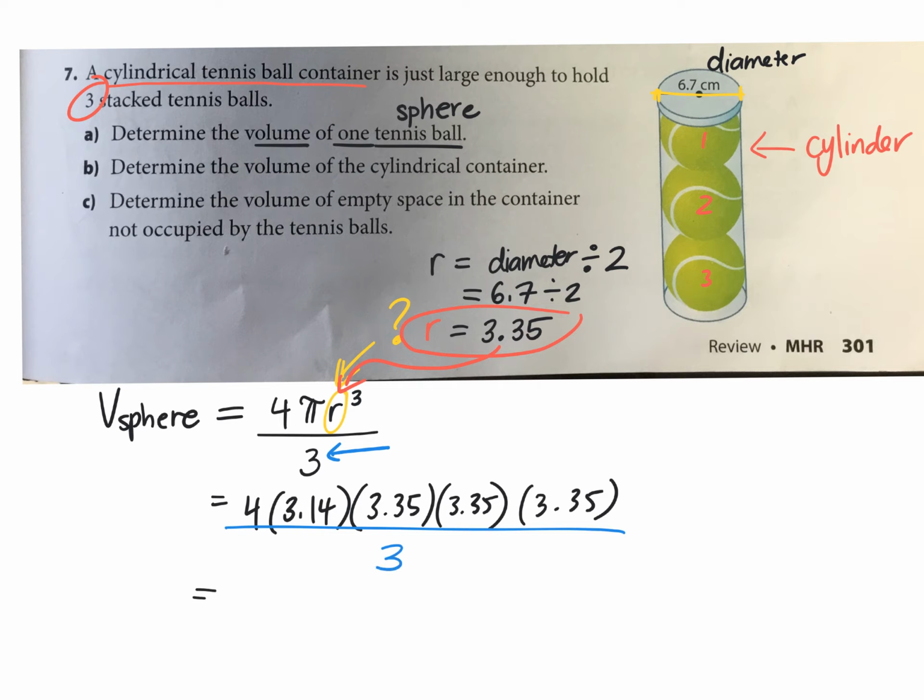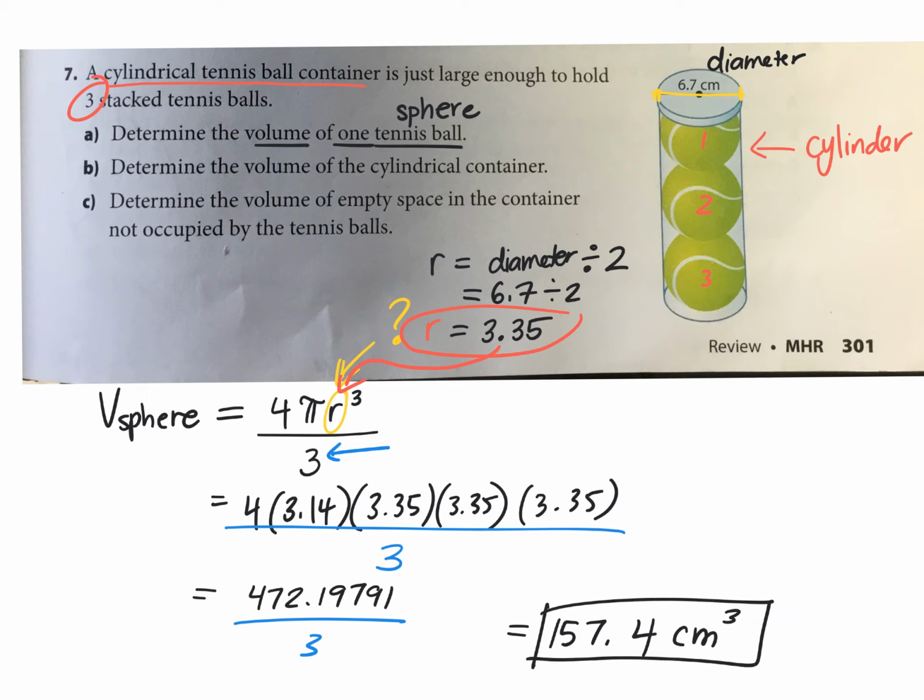If I just do the numerator, 472.19791, and then we have to make sure we divide it by 3. What is the volume of one tennis ball? Divide that by 3, and you should get what? 157 decimal, let's round it off to the nearest tenth, centimeters cubed. Okay, so that's the volume of one tennis ball.